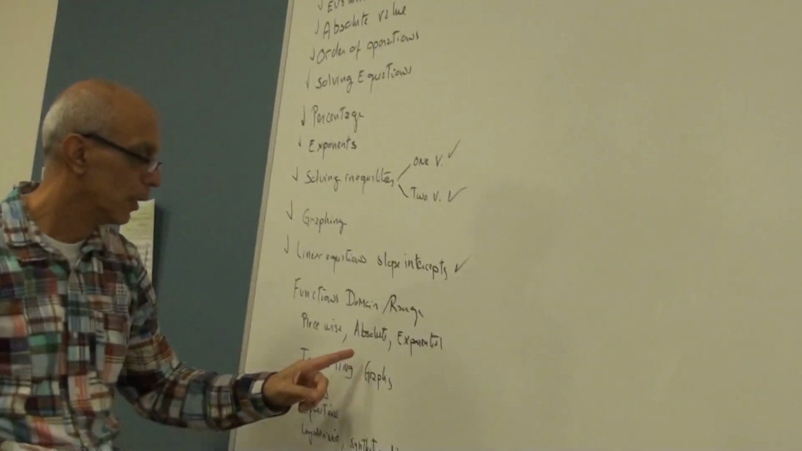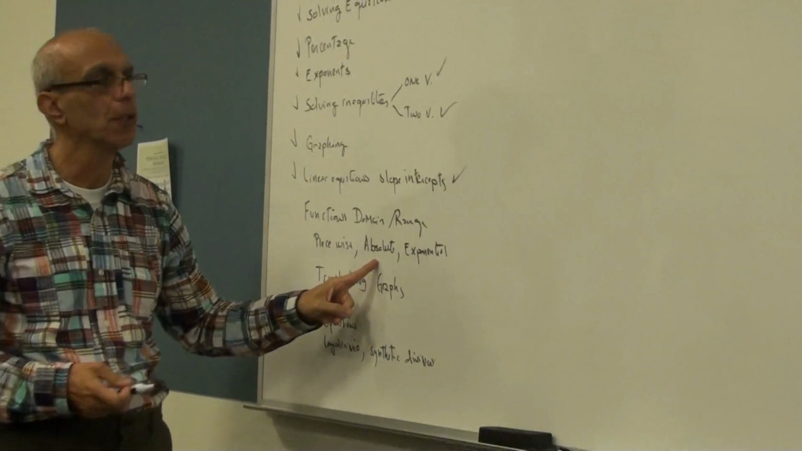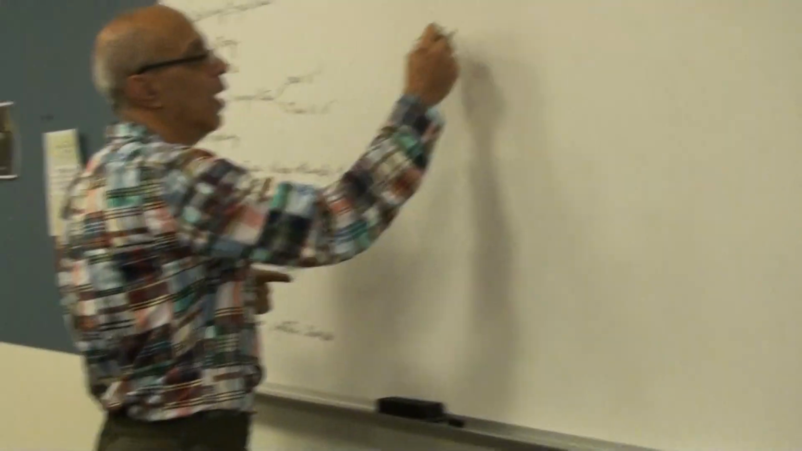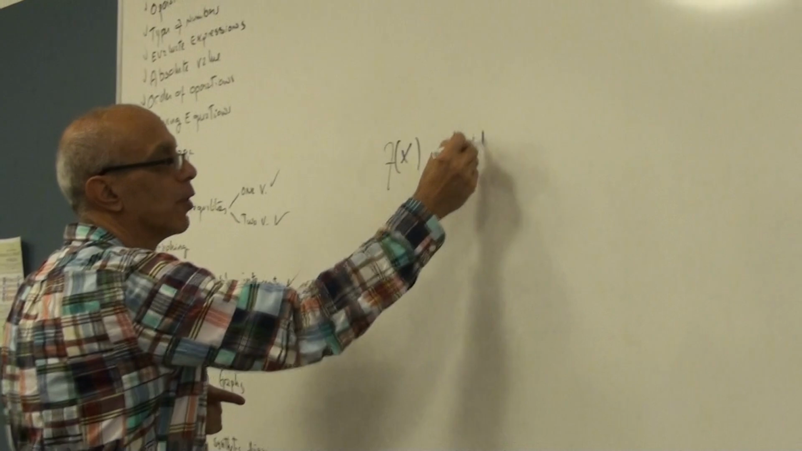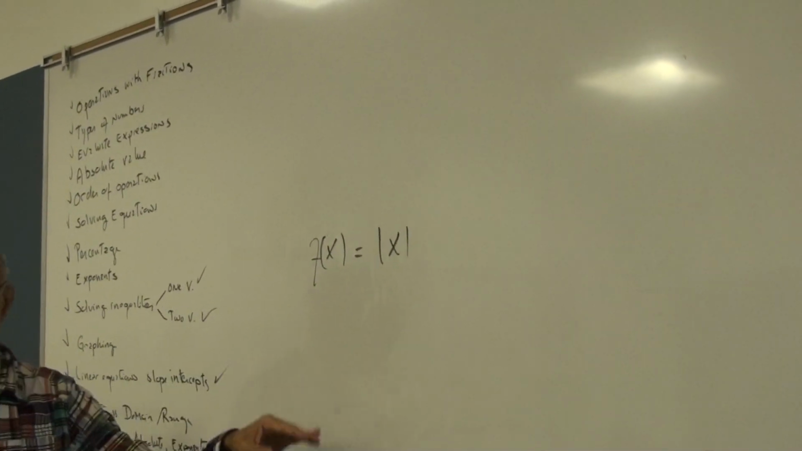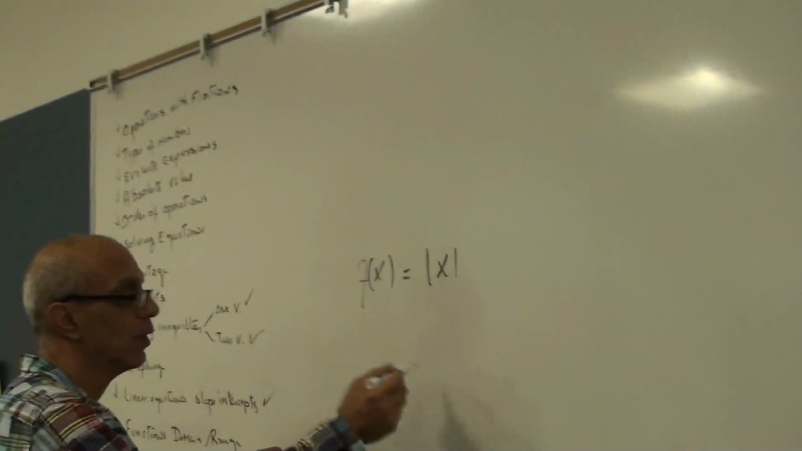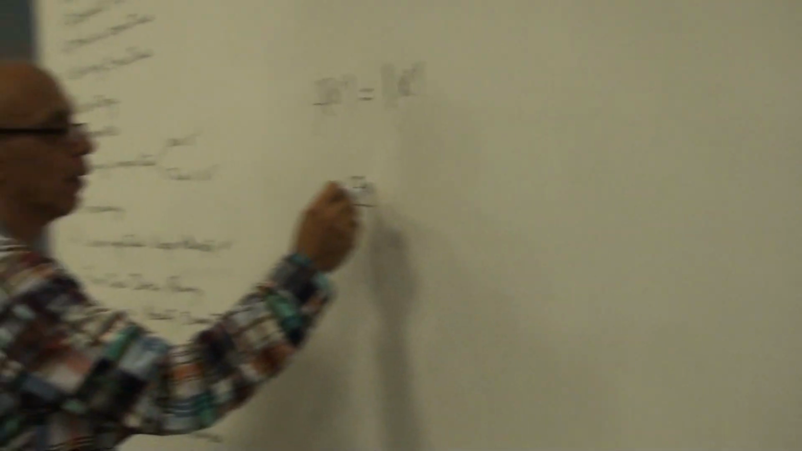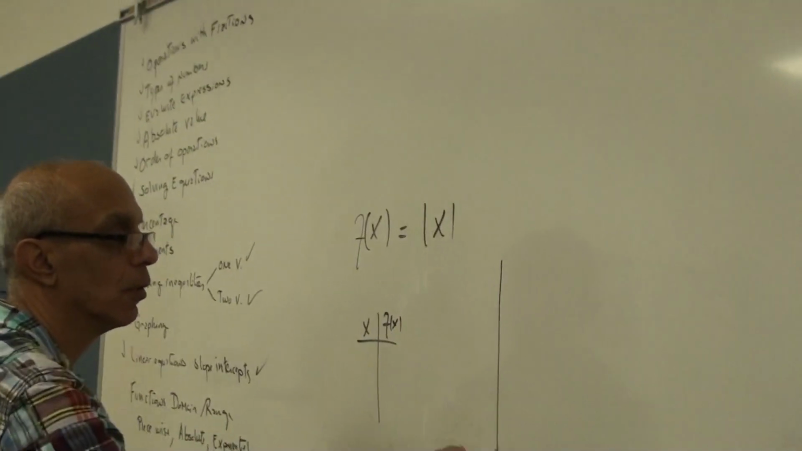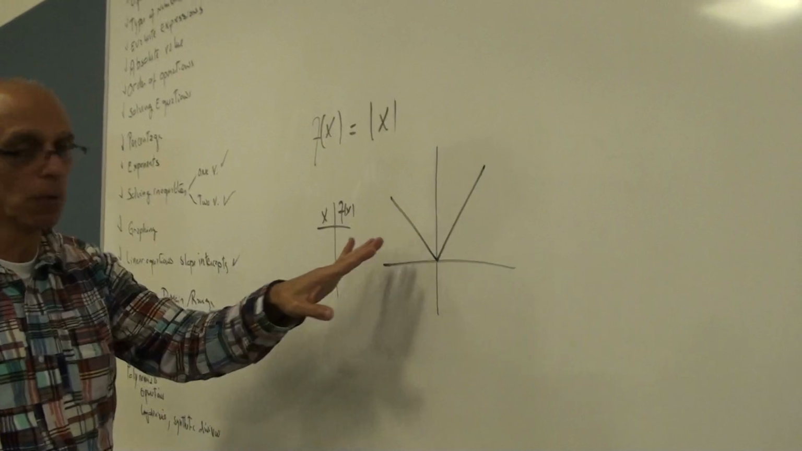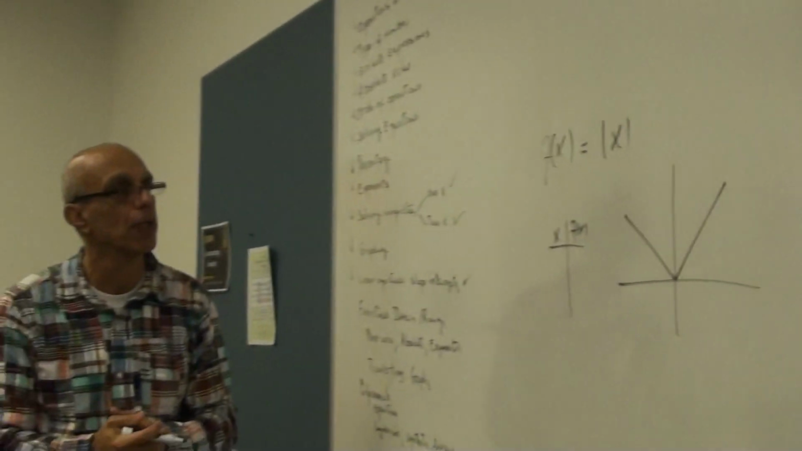The other one is the absolute value function. So if I have f of x equals absolute value of x, how is this going to look like? If you do the table with negative and positive numbers, you're going to see that there is a V. This is the typical look of an absolute value function.